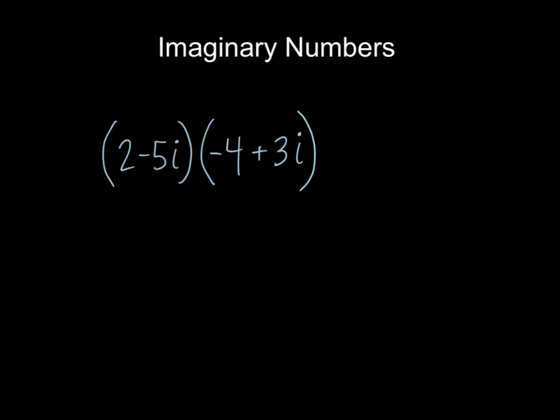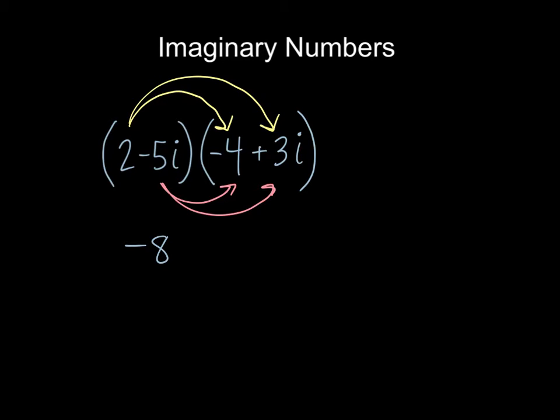Okay, so let's multiply a couple of complex numbers. When we multiply this, we're going to FOIL. If you've used the memory trick FOIL, we're going to double distribute both parts to both parts. And we're going to have 4 terms and then simplify what we can. 2 times -4 is -8.